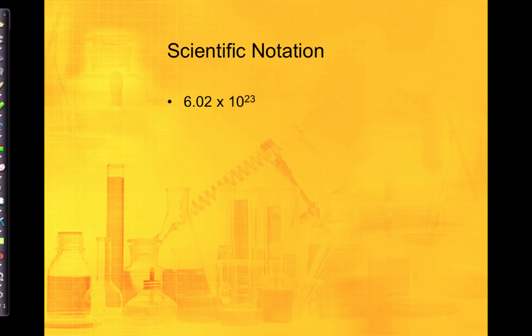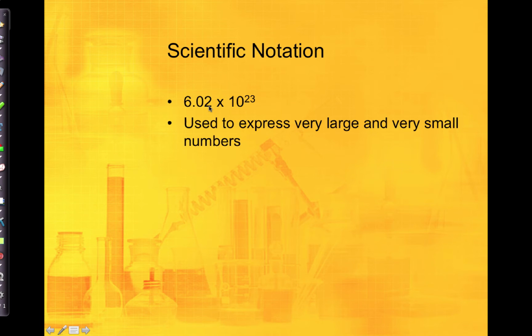Alright, so scientific notation are numbers written like this. So some number followed by a multiplication sign and 10 to some power. And really this is the way we write really big numbers and really small numbers. So basically this means 6.02 times 10 to the 23rd. Well, I take that number and I just move the decimal 23 times over and then add zeros, and then that would be my number.